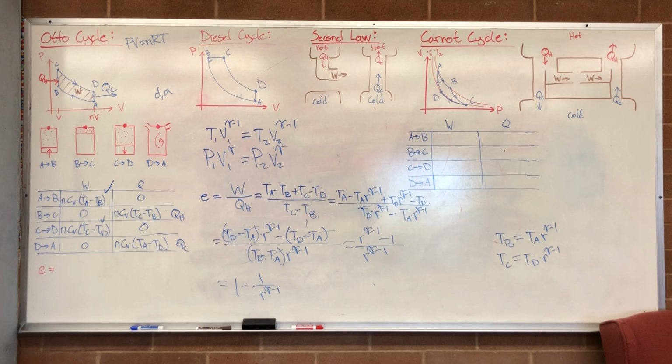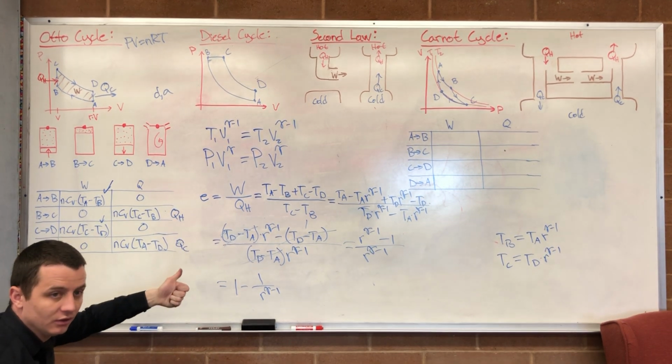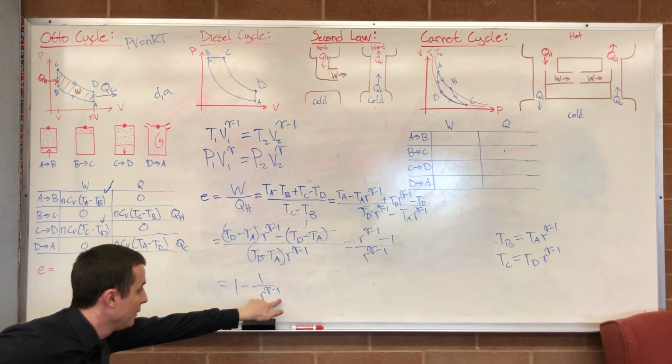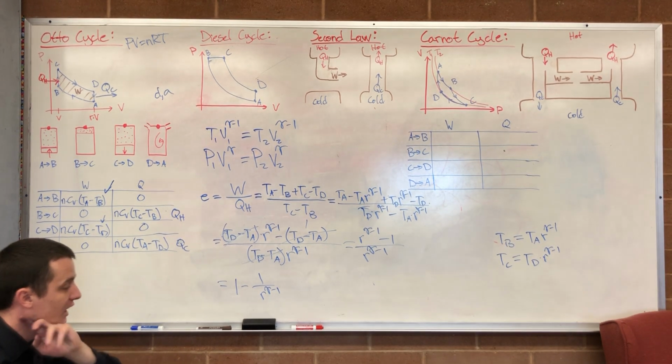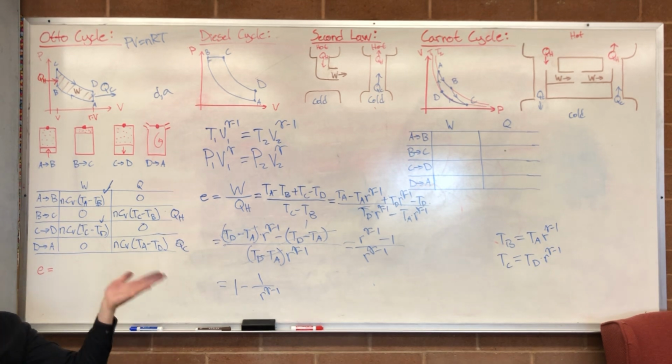Okay, some things to note about this then. How can I make my efficiency bigger? I need to make this number over here smaller. Yes. How can I make that number smaller? Lower your gamma. Well, gamma is kind of a constant of the gas. You can't lower the gamma of the atmosphere.